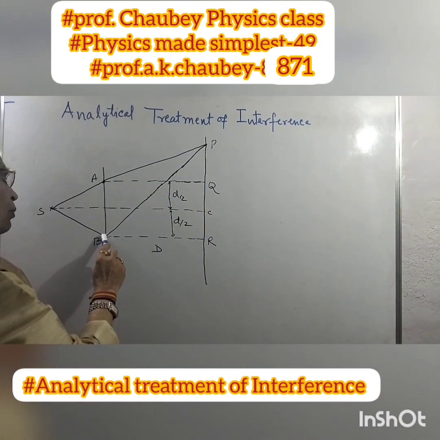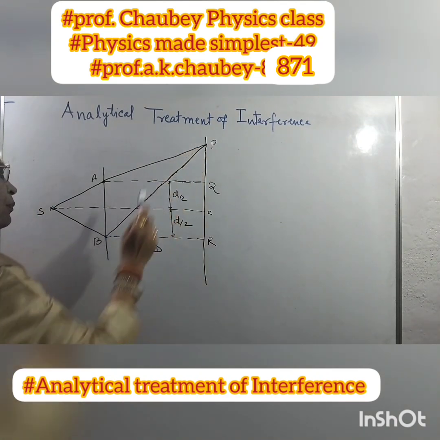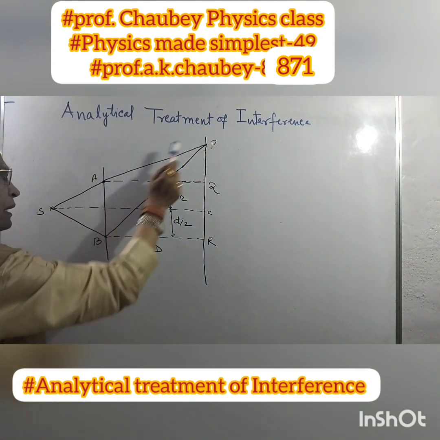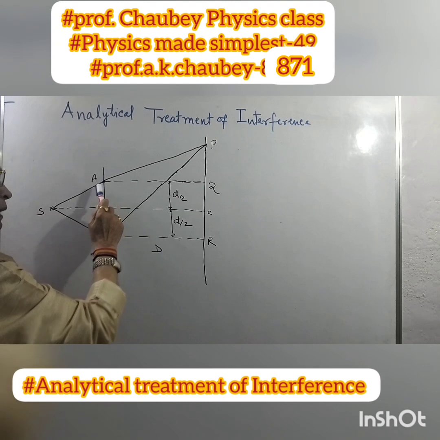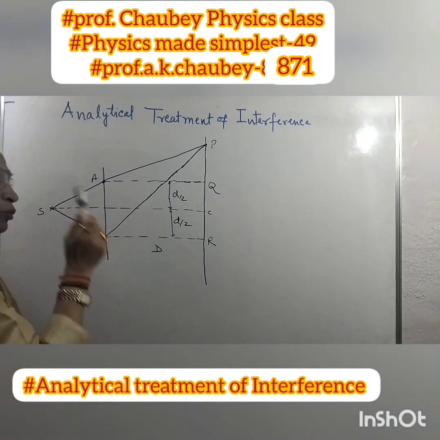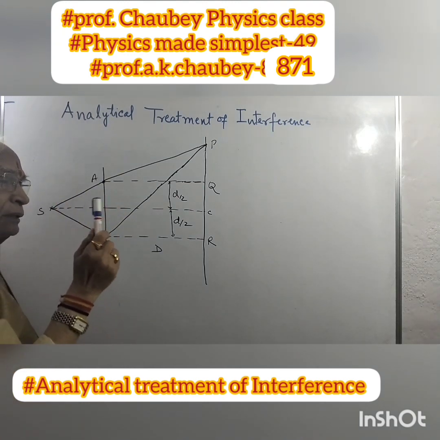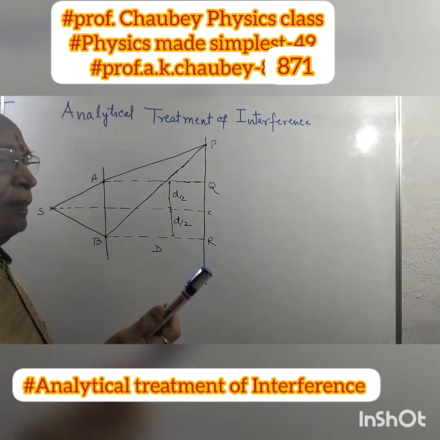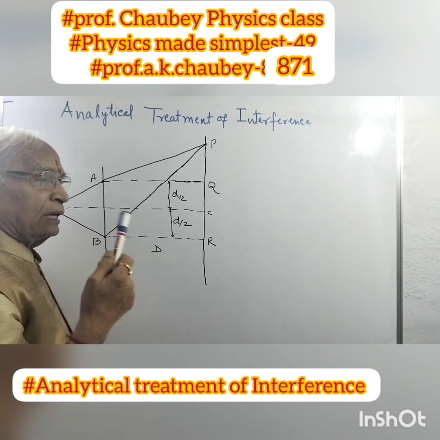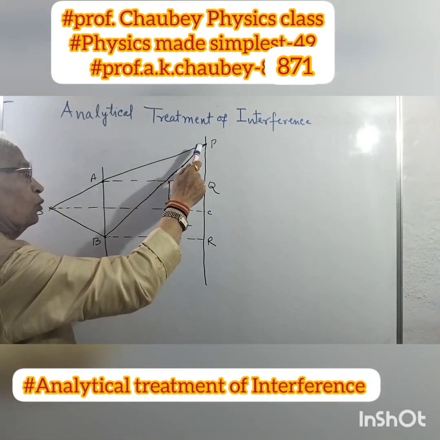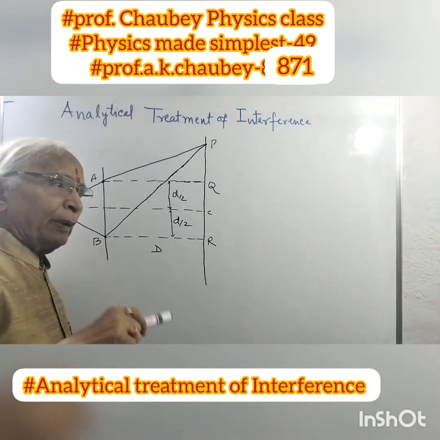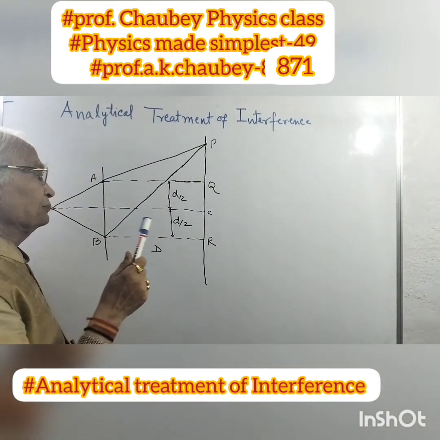Light waves from B reach point P, and from A reach here. These two, A and B, are two coherent sources, because they are produced from one source. They have constant phase difference, constant frequency, etc. And these two waves meeting here produce interference depending upon the path difference.